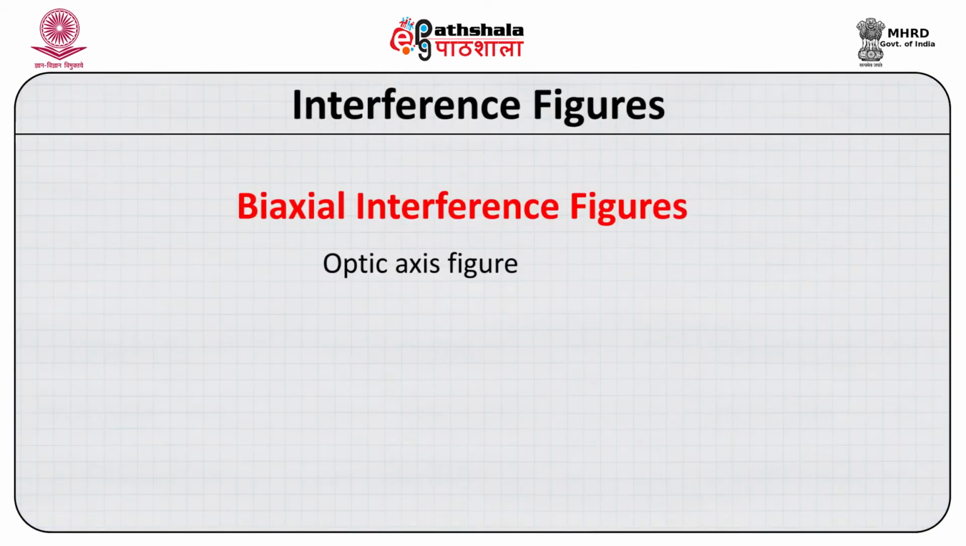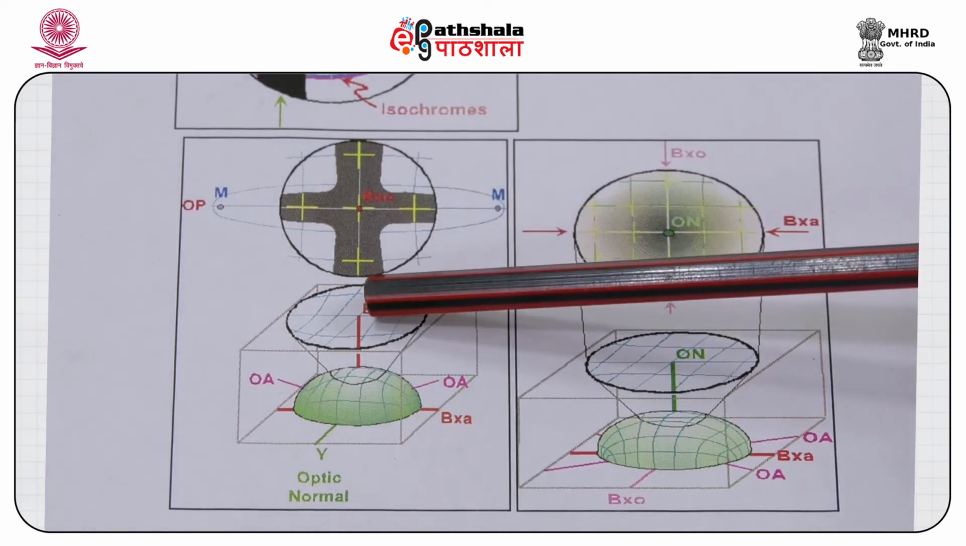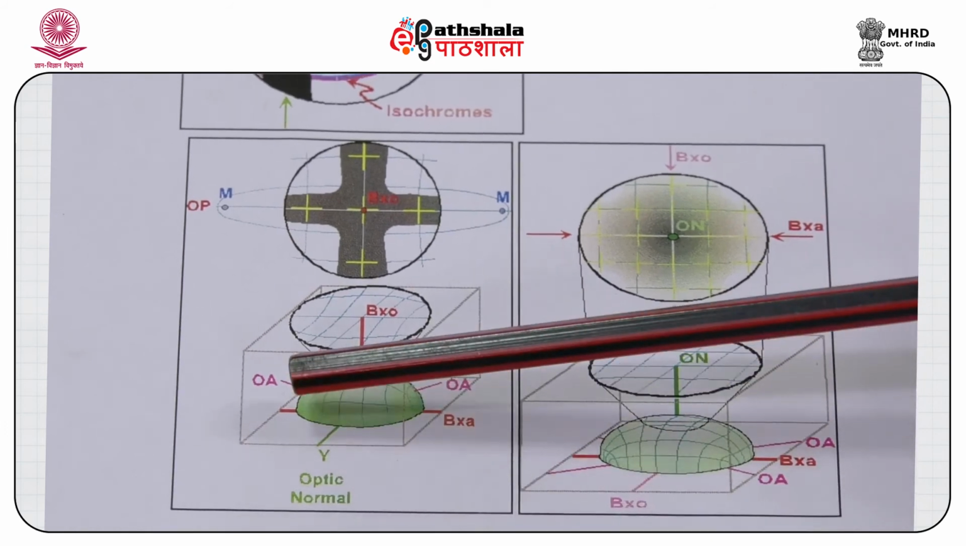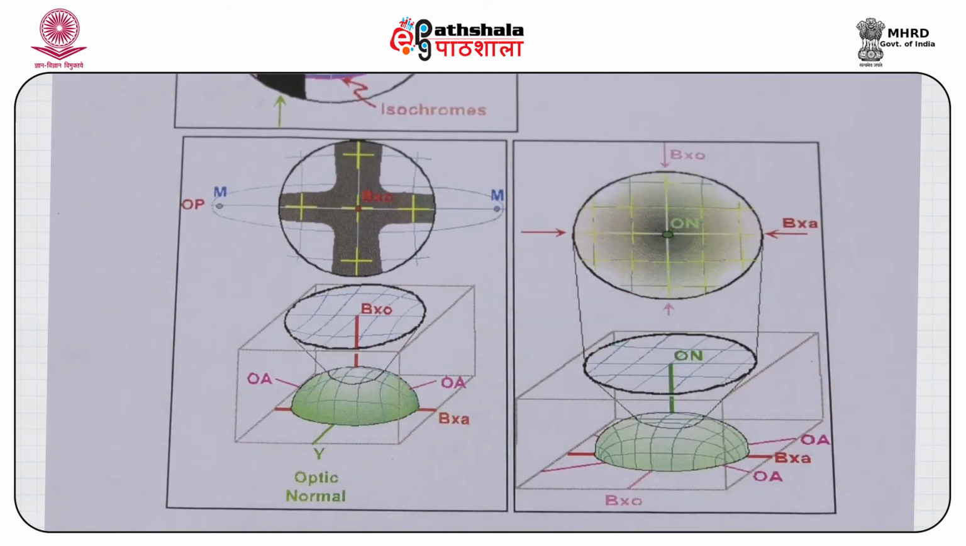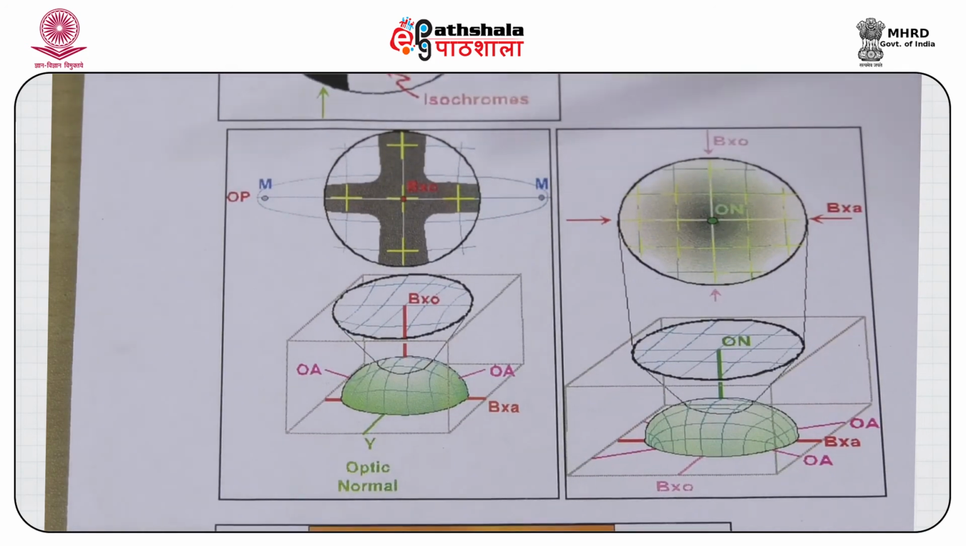The third type of biaxial interference figure is the obtuse bisectrix figure. As can be seen here, this is the obtuse bisectrix figure. It is obtained on a crystal section cut normal to the obtuse bisectrix. As the angle between the obtuse bisectrix and the optic axis, marked here, this is the obtuse bisectrix and these are the optic axes, is more than 45 degrees, the melatopes will be outside the field of view. As you can see here, the melatopes are outside the field of view.